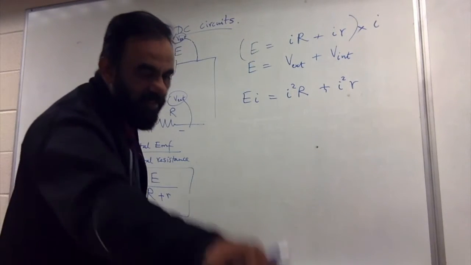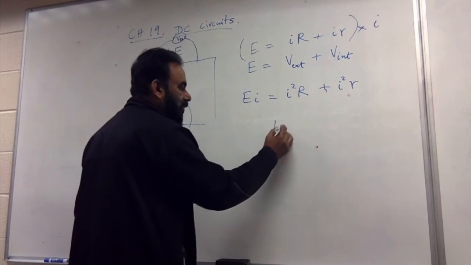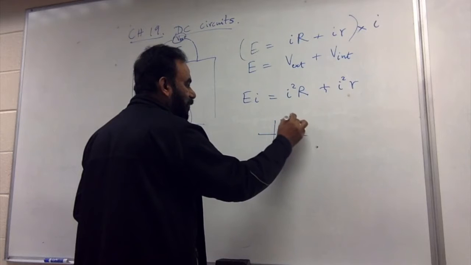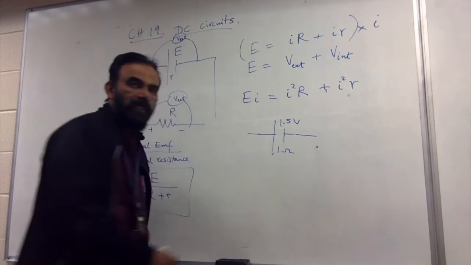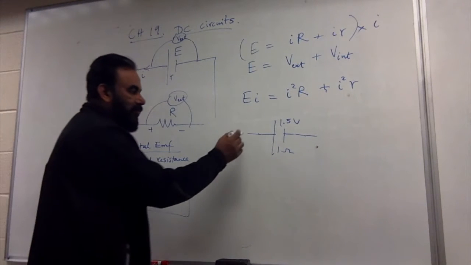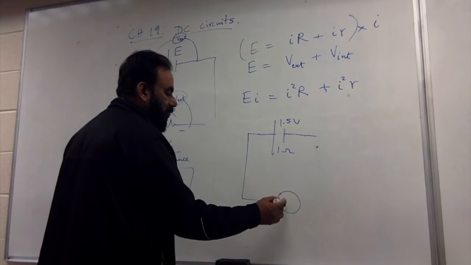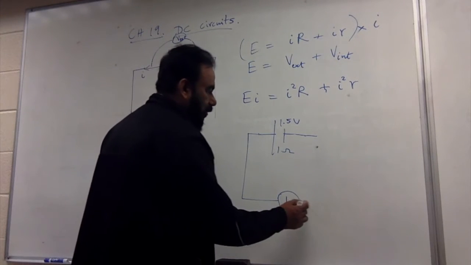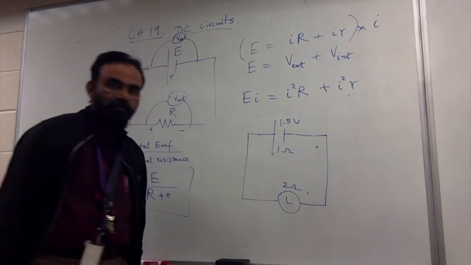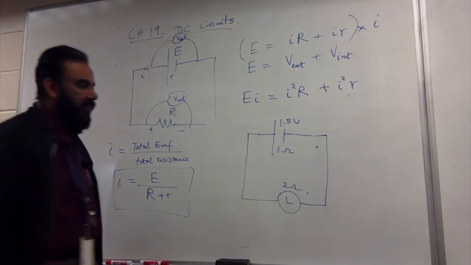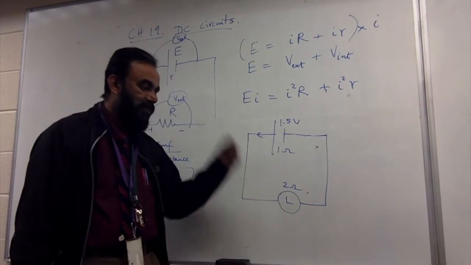Now, let's take this example of 1.5 volts. I'm going to use it for a certain purpose. So if I have a cell of 1.5 volts, and let's say the internal resistance is 1 ohm. And I'm going to use it to light up a bulb. I want to light up a bulb whose resistance is 2 ohms. So tell me how much is the current here? That's a light bulb, 2 ohms resistance.